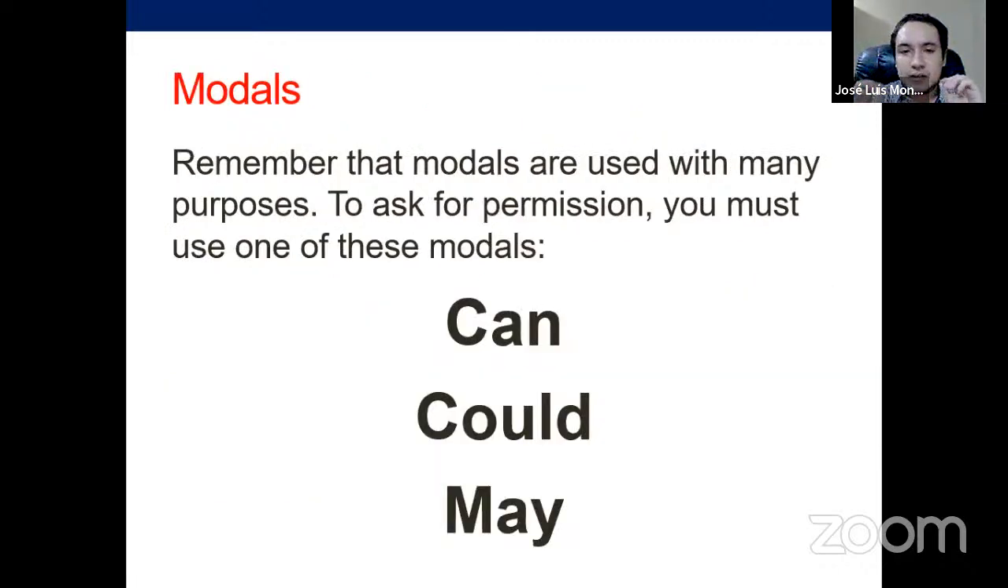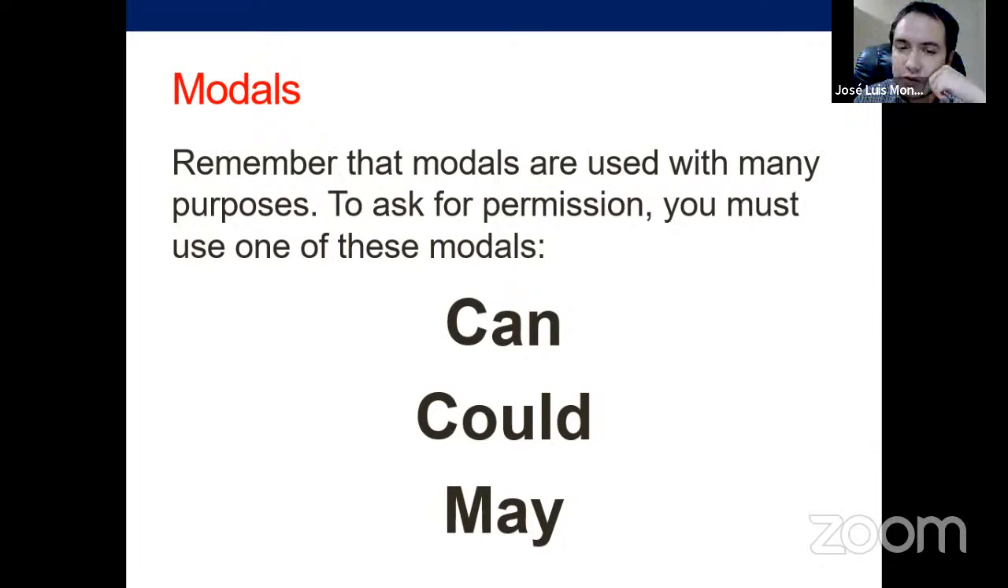Okay, so can, could, may. Here, we're going to use them as permission, but we know that can can be ability, could can be possibility, may can be possibility. That's why I was saying they can be used with different purposes, but here they will be used as permission. The level of formality in this specific case will be related to what? Can is not specific for permission. It is mainly used for ability. It's understandable and it's valid to use it in permission, but that's why this is less formal.